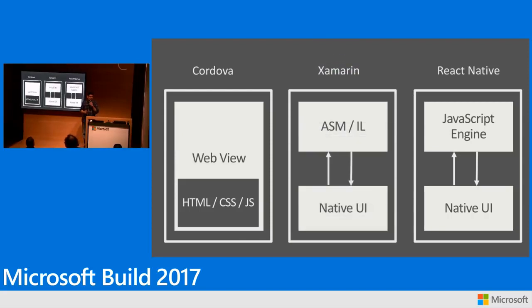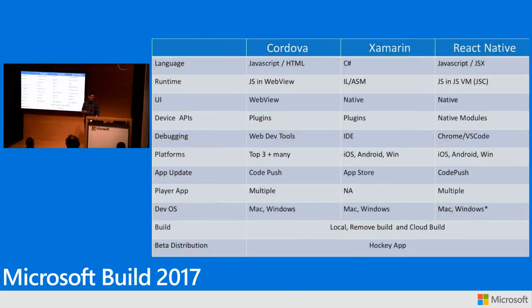In fact, React Native is very, very similar to Xamarin. In case of Xamarin, you write it in C#, which is compiled to ASM or interpreted language, and then you use native UI, right? React Native is the JavaScript equivalent of it, if you may want to call it that. Here's a quick and handy table that tries to compare the different features.